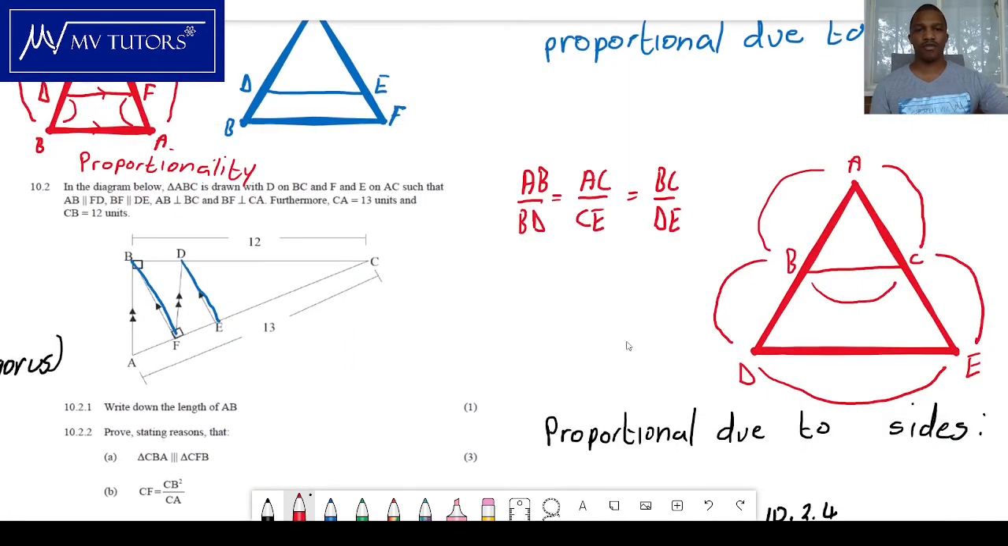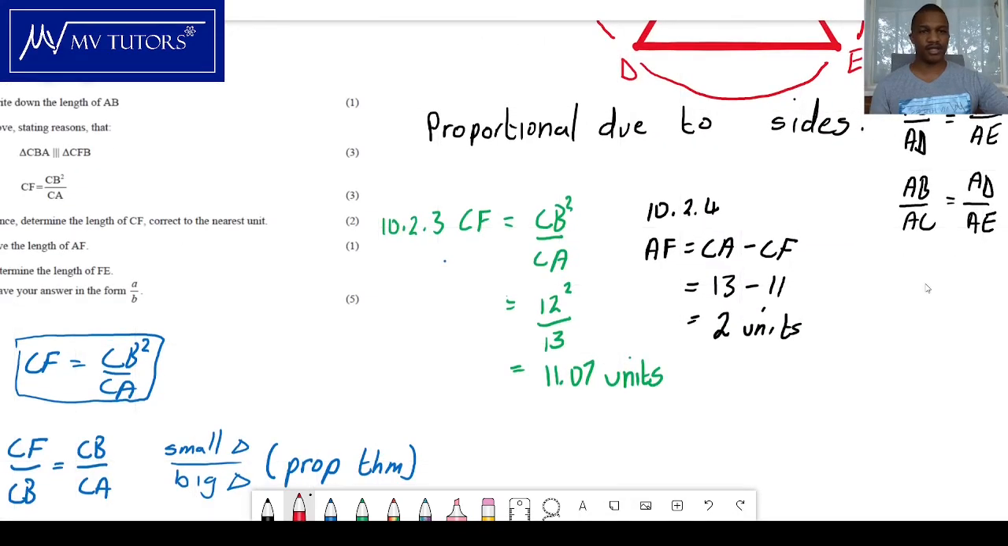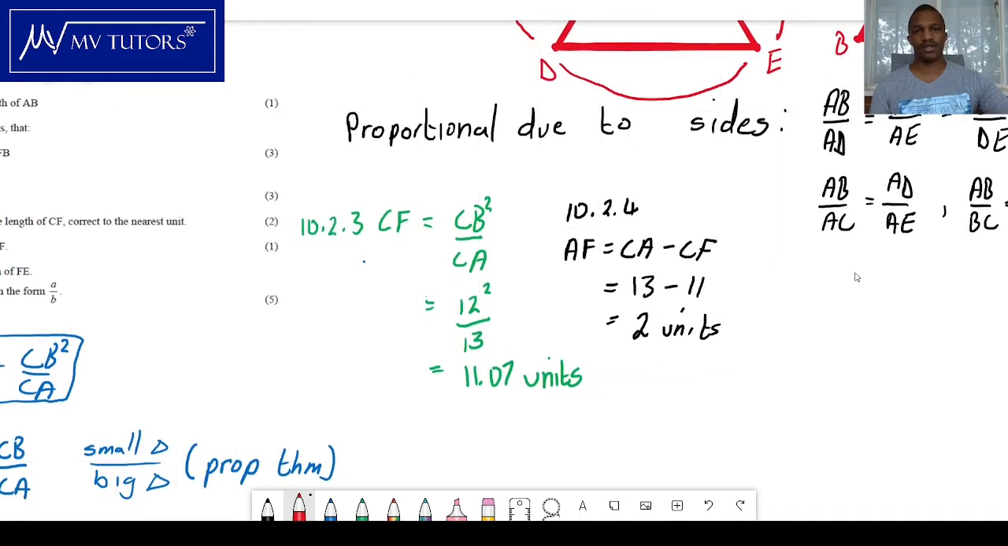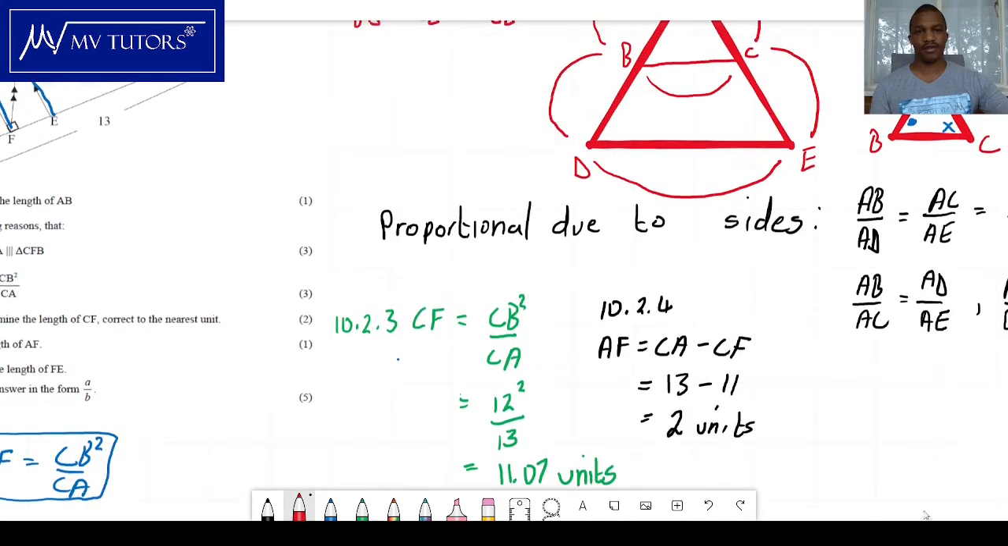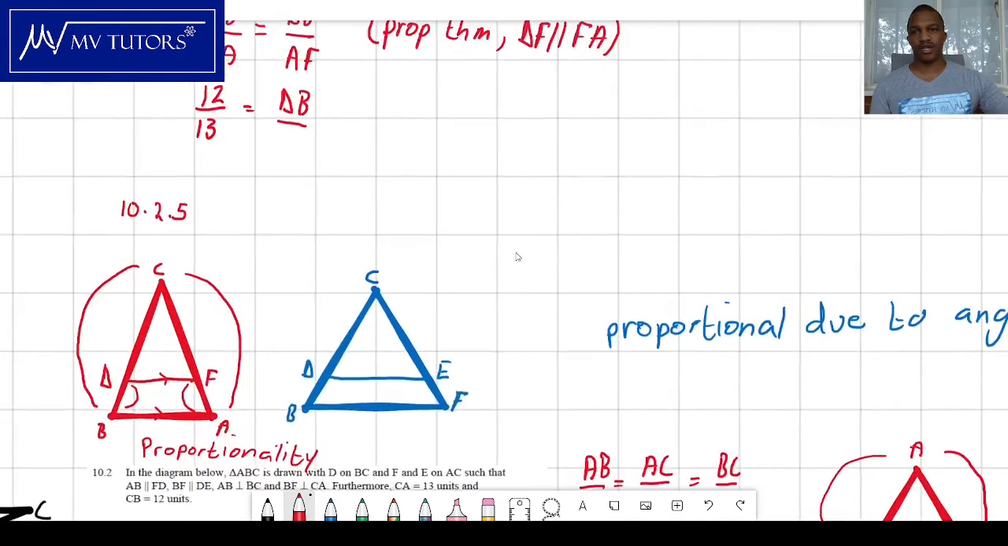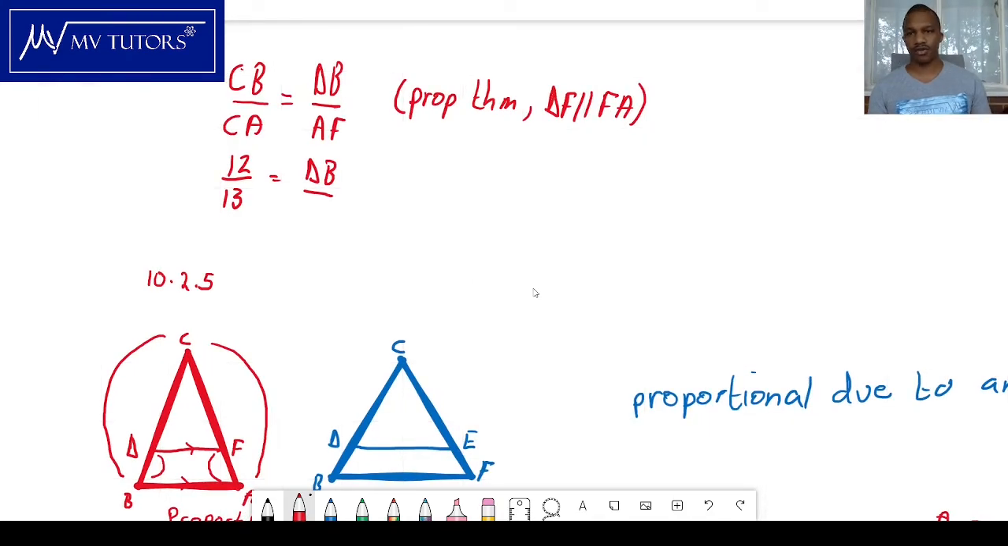Didn't we just solve AF? I think we did. Where is it? AF is 2 units. There we go, right over here. That's why we solved it, so that we can use it. So it's 2. Then from there we can see clearly that if we make dB the subject of the formula, then dB will just be equal to 2 times 12, which is 24 over 13. Cool.